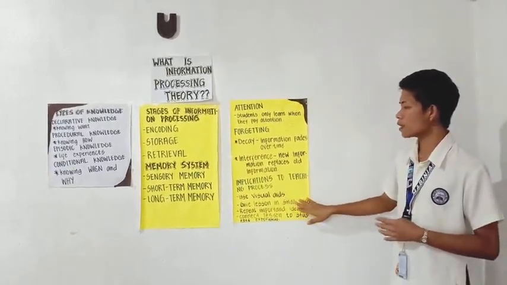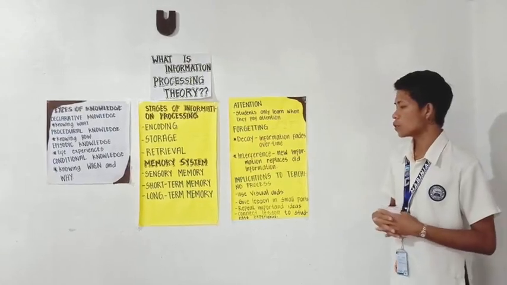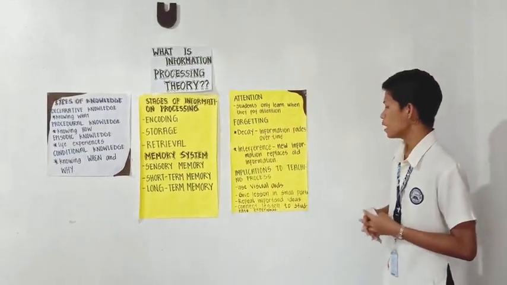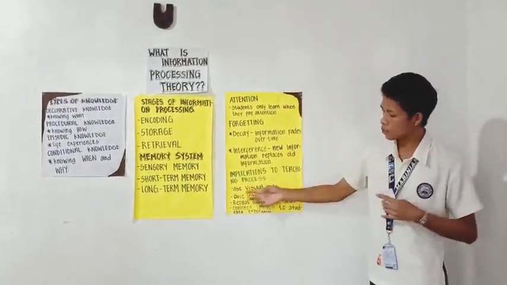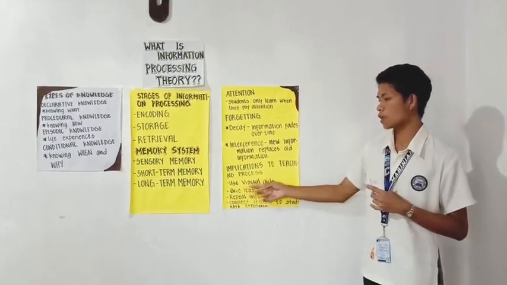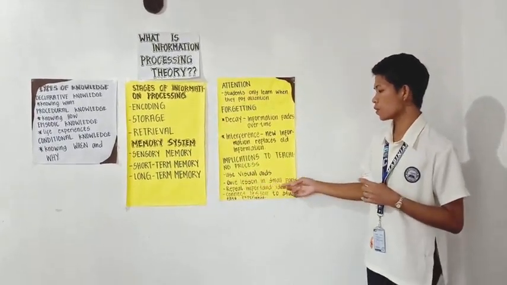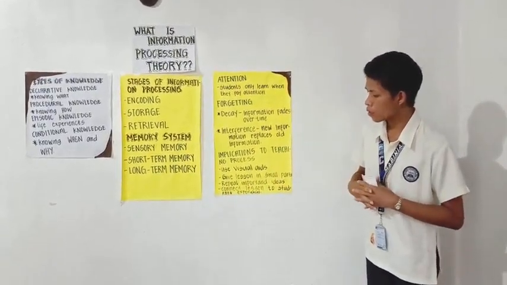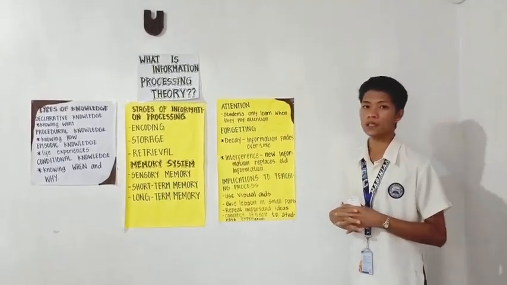And then the last is implications to the teaching process. Information processing theory shows that teachers should use visual aids, give lessons in small parts, repeat important ideas, and lastly, connect lessons to students' experiences.